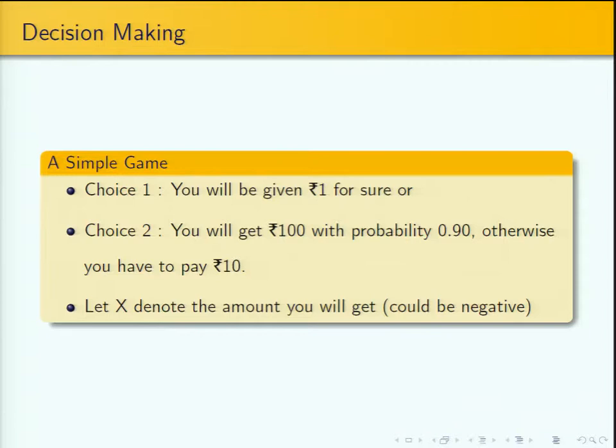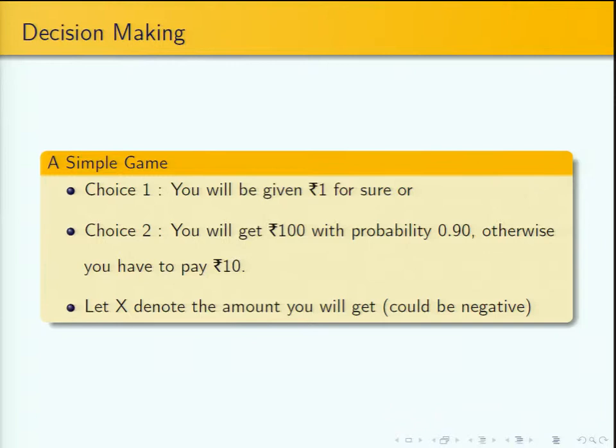It's a very straightforward problem, by the way. You're going to get 1 rupee for sure. You want to take that, or you're going to get 100 rupees with a very high probability, and with a very low probability, you're going to pay me 10. Is this game playable? Do you want to take a chance to play this game or not? What choice would you take? Choice 2. Okay, fine.